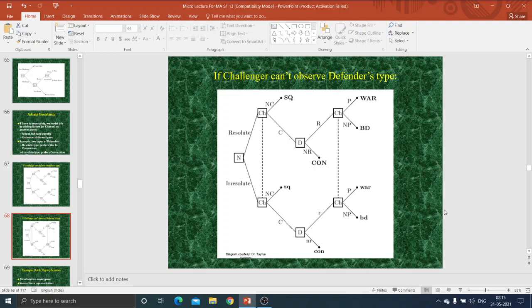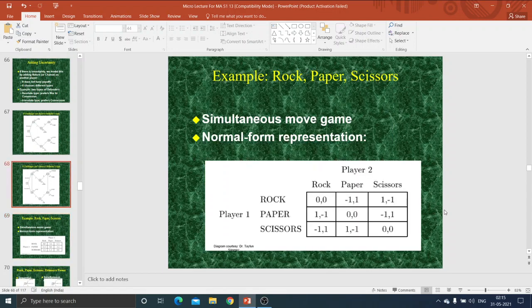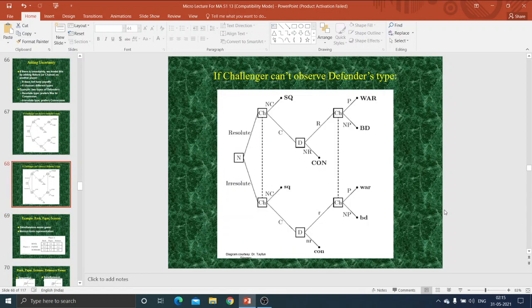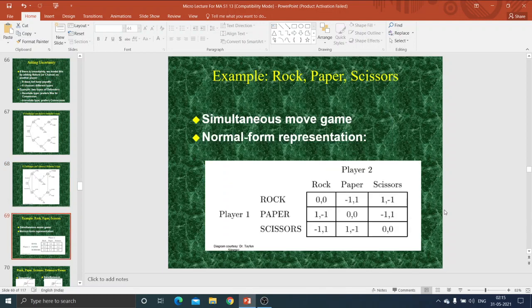Now in these two types, resolute and irresolute, you have two information sets. After the challenge, the defendant also has two information sets: whether to go for challenge or not. So this is what is called two information sets in this particular extensive form game. Now there are other popular examples that textbooks talk about. One is the rock paper scissors example, a simultaneous move game.